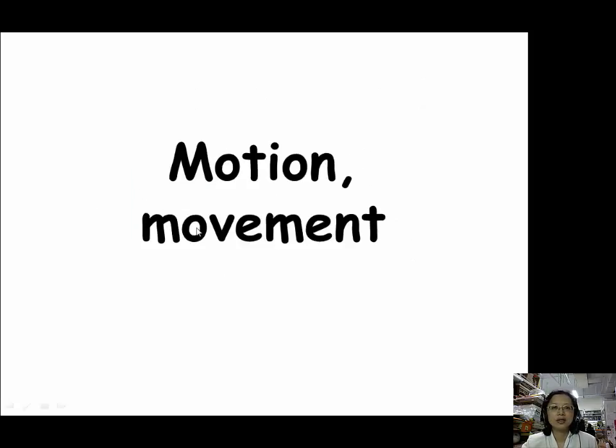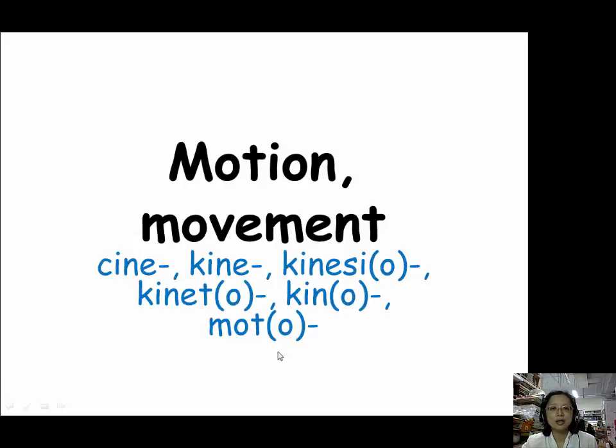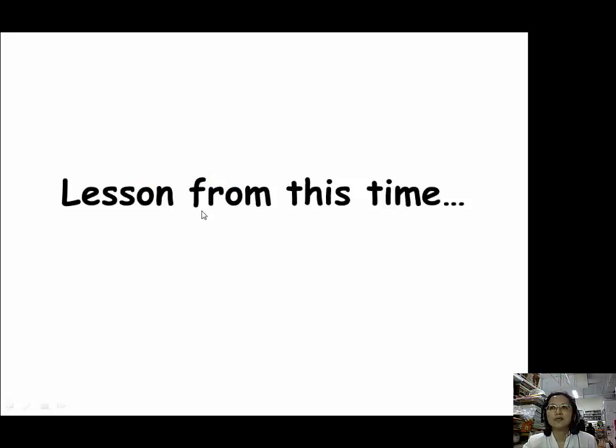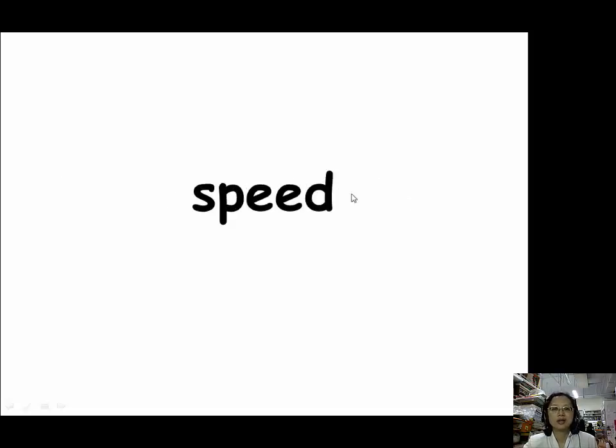Let's review what we learned. When we want to describe things that are related to motion, movement, we have these 6 prefixes to use: C-I-N-E or K-I-N-E, or kinesio, K-I-N-E-S-I-O, or kineto, K-I-N-E-T-O, or kino, K-I-N-O, or moto, M-O-T-O. Now we've finished the first part of lesson 25. Let's review what we just learned.